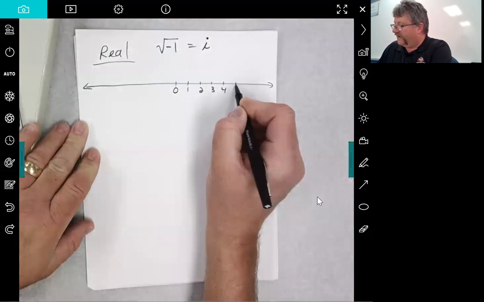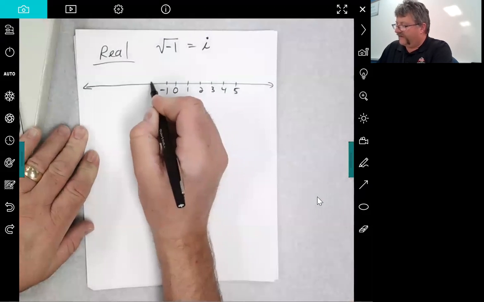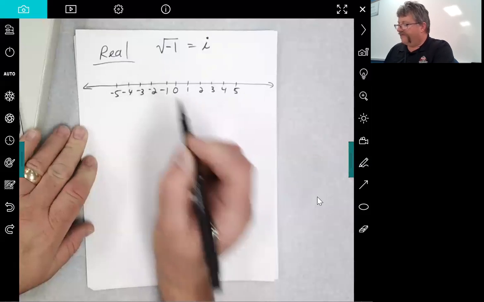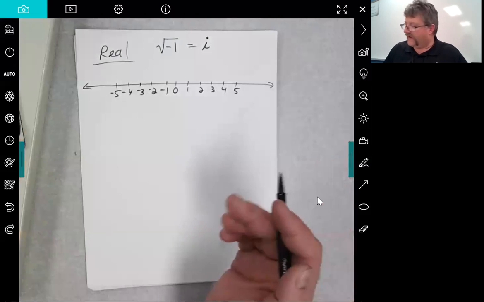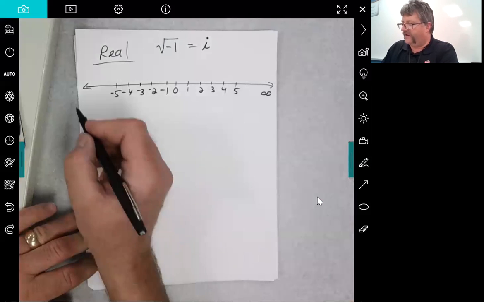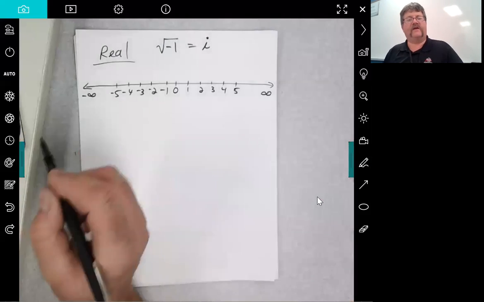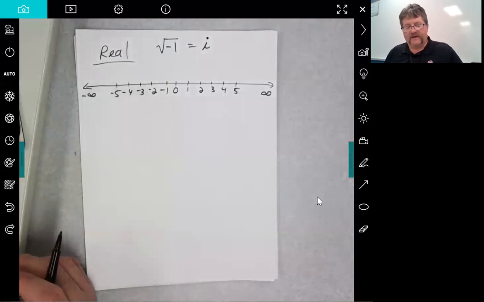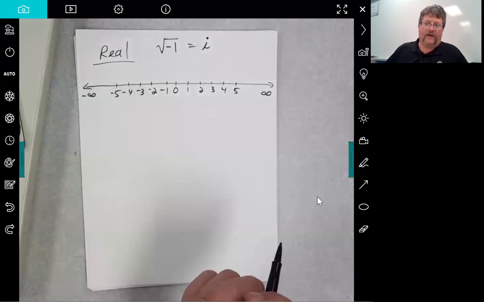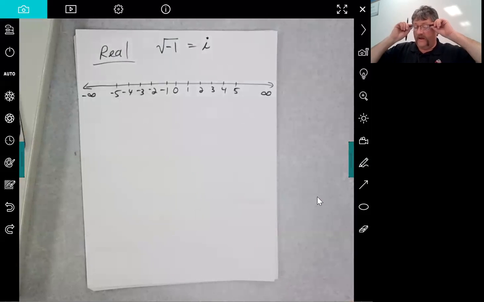Positive to the right, negative to the left. Okay, how far does a number line go? It goes forever, which we call infinity, which is a figure 8 on its side. There's positive infinity. There's negative infinity. All right, so if we're adding numbers together with the number line, adding's pretty easy because you can think up and down the number line. If I'm adding a positive number, I'm going to go to the right. If I'm adding a negative number, I'm going to go to the left.